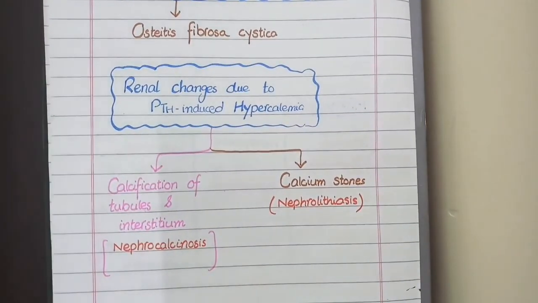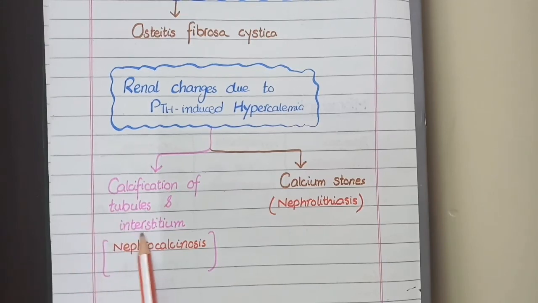And at last, let's learn the renal changes due to parathyroid hormone induced hypercalcemia. You know, when the blood level of calcium is elevated, it results in metastatic calcification of many organs. If this calcification occurs in renal tubules and renal interstitium, it is known as nephrocalcinosis. Moreover, parathyroid hormone induced hypercalcemia can form calcium stones in the excretory system. This condition is called nephrolithiasis.